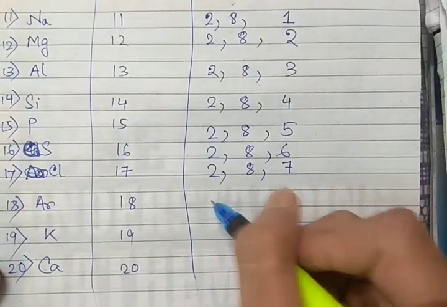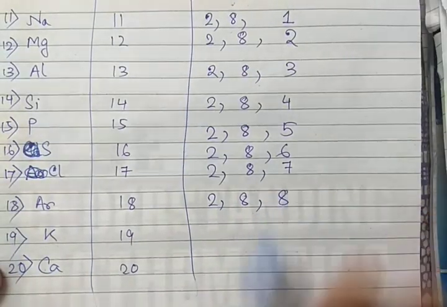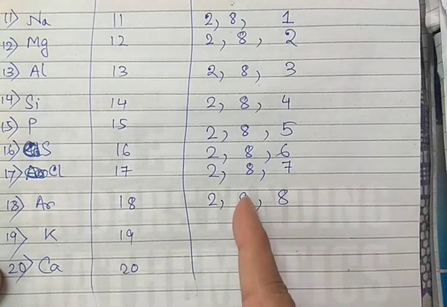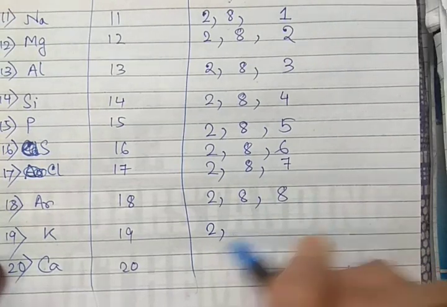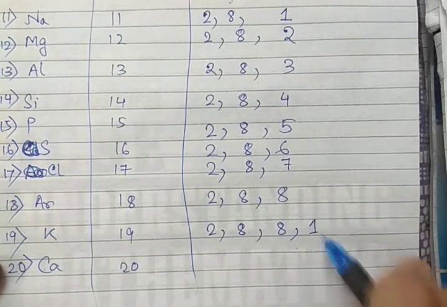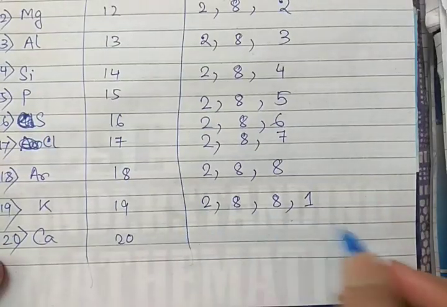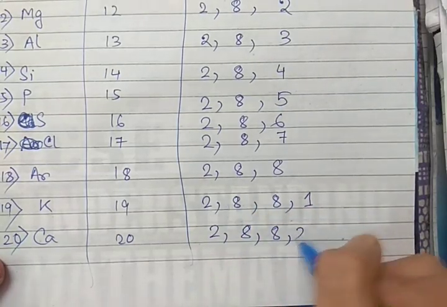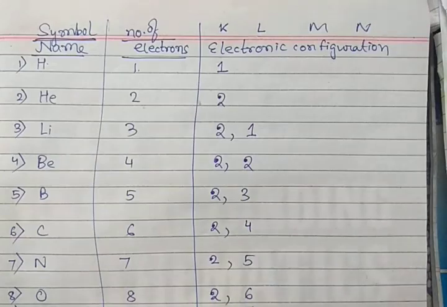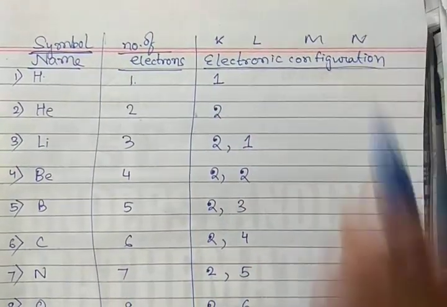Argon will have 2, 8, 8. Okay, it will have 8 electrons in the M shell and 8 electrons in the L shell. Potassium will have 2, 8, 8, 1 as we just understood previously, and calcium will have 2, 8, 8, 2. So in this way the electrons in the first 20 elements can be arranged according to the Bohr-Bury rule of distribution of electrons.